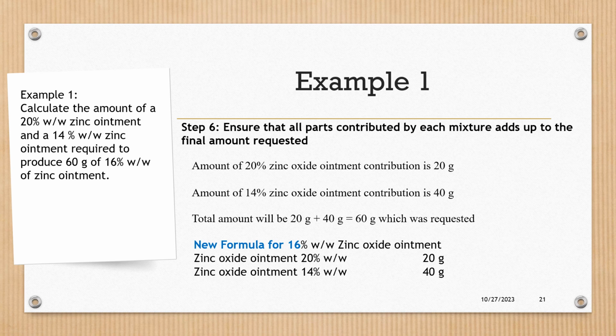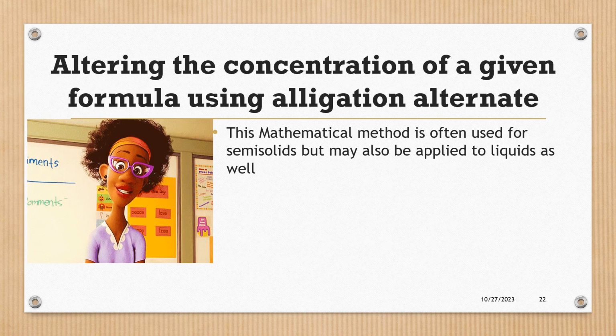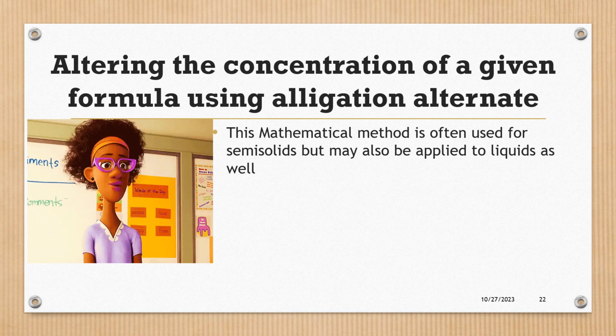And in terms of your formula name, just recall you set out for 16% weight in weight zinc oxide ointment. So that's your formula name. And in terms of how you would combine the ingredients, you have that listed there in the new formula. This method can also be applied to liquids as well.